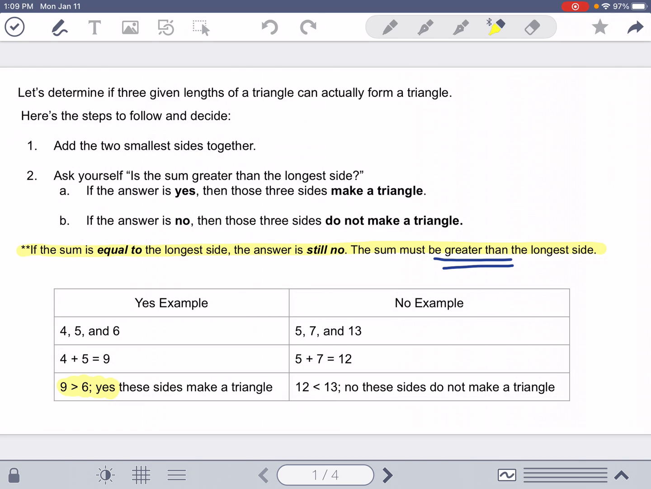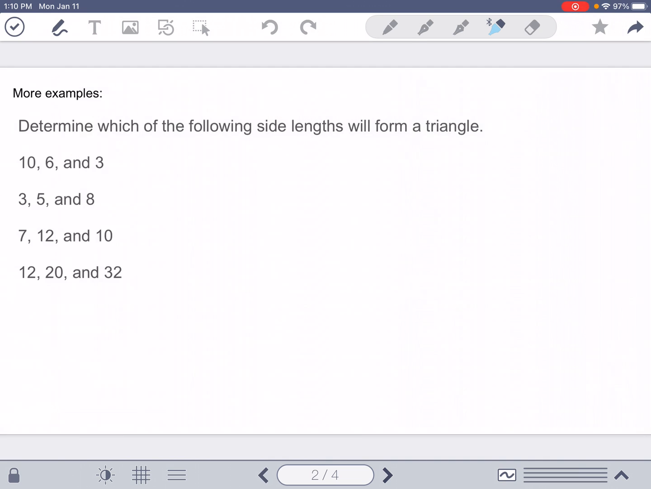Here's a no example: 5, 7, and 13. 5 and 7 are the 2 smaller sides. When I add 5 and 7, it equals 12. 12 is less than 13. It is not greater than 13. So the sides 5, 7, and 13 would not make a triangle.